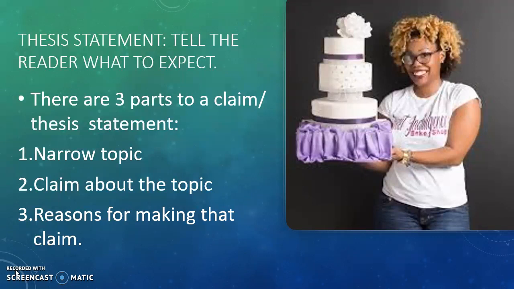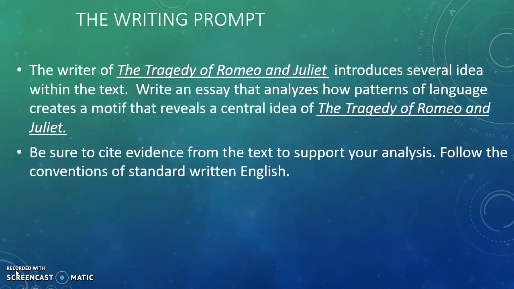Because you are writing from a prompt, your topic has already been given to you. Let's go to your blue sheet where you pulled apart the prompt. Here's our writing prompt. Remember, I'm going to give you a minute to read over this. The writer of The Tragedy of Romeo and Juliet introduces several ideas within the text. Write an essay that analyzes how patterns of language creates a motif that reveals a central idea of the tragedy of Romeo and Juliet.